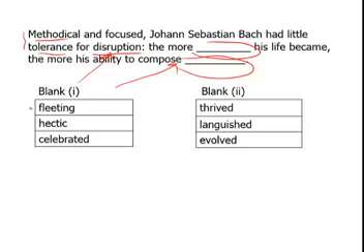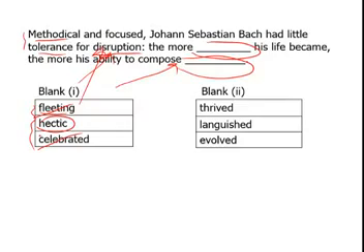Now, we want to look at the answer choices because we don't really know which one it is. For the first blank, we have fleeting, hectic, and celebrated. Fleeting just means short-lived, not around for a long time. We want something that talks to the keyword of disruption. So the more chaotic his life became, or the more orderly his life became. We can get rid of fleeting, and we can also get rid of celebrated, which doesn't directly get at disruption or lack of disruption the way that hectic does.